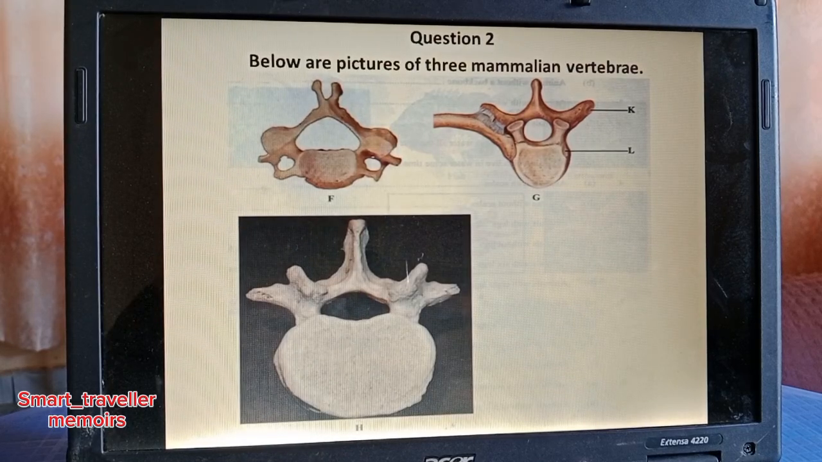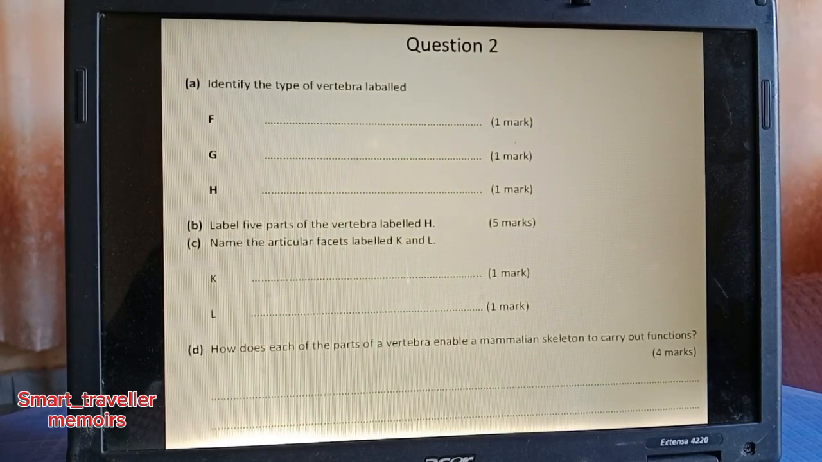Question 2, below are the pictures of 3 mammalian vertebrae, F, G, and H. We will see what the questions were all about. So identify the type of vertebrae, F, G, and H. Label 5 parts of the vertebrae, labeled H. Name the articular facets, labeled K and L. How does each of the parts of the vertebra enable a mammalian skeleton to carry out functions?